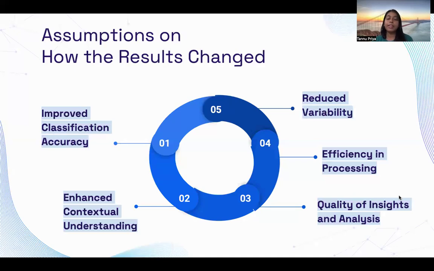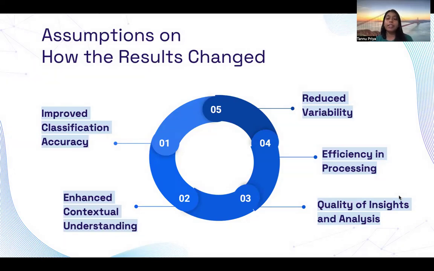Next slide, please. So here are some detailed assumptions about how the results likely changed from the first run to the last. First one is improved classification accuracy. So initially our model struggled with broader keywords, leading to a higher misclassification rate. So by refining these keywords, our accuracy improved from 85.85% to 88.68%. Next is enhanced contextual understanding. So enhanced keywords and chain of thought prompting significantly improve the model's context grasp, leading to more consistent and reliable classification.